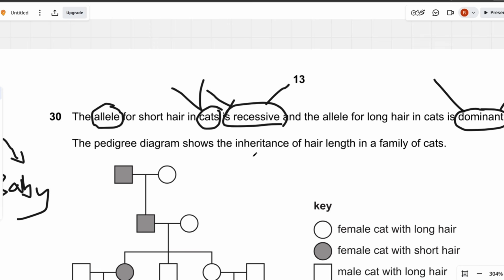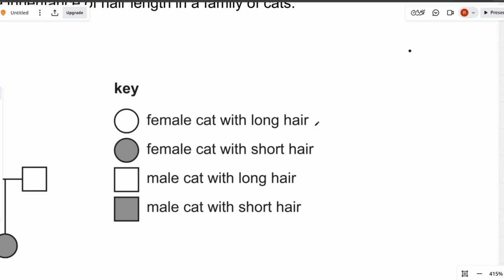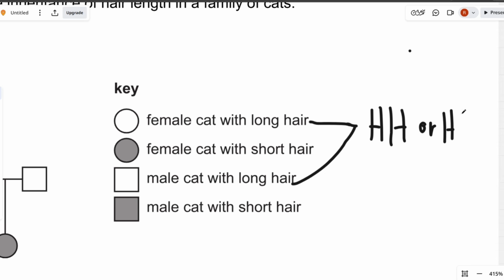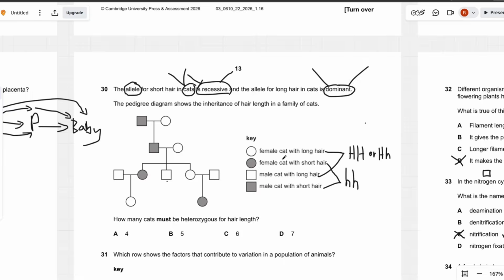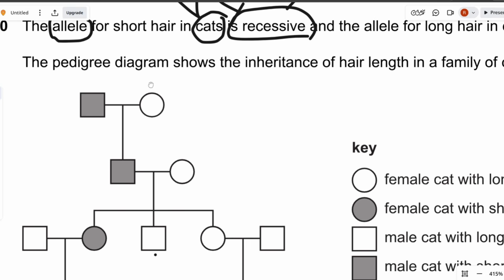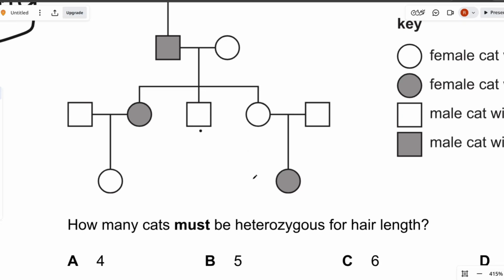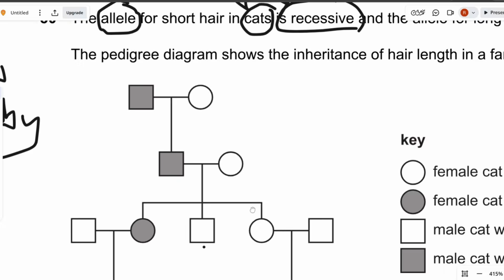The pedigree diagram shows the inheritance of hair length in a family of cats. And this is the diagram, and they gave us a key. A female cat with long hair and a male cat with long hair will both have the same genotypes of either H capital, H capital, where it is homozygous dominant, or H capital, H small. Female cats with short hair and male cats with short hair would only have 1 genotype of H small, H small, because it's homozygous, and recessive only gets expressed in homozygous form. Now let's identify the genotype of each of the members, so that we can answer the question. And the question says, how many cats must be heterozygous for hair length? Is it 4, 5, 6, or 7? Let's count.